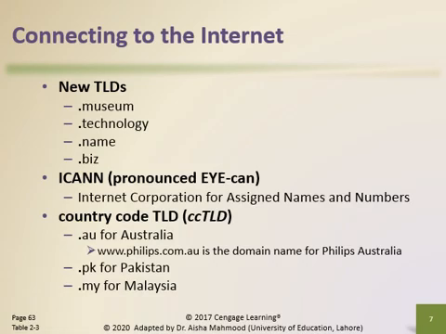New TLDs are being introduced to give individuals and businesses flexibility and creativity when purchasing domain names. For example, .museum, .technology, .name, and .biz have been introduced as TLDs within recent years. The organization that approves and controls TLDs is called ICANN, which stands for Internet Corporation for Assigned Names and Numbers.